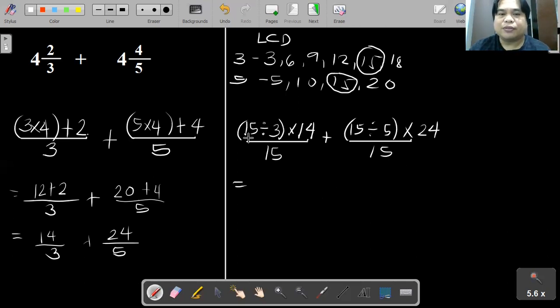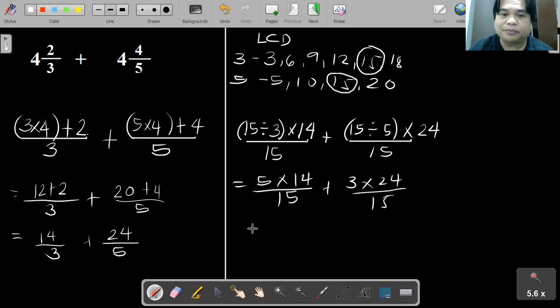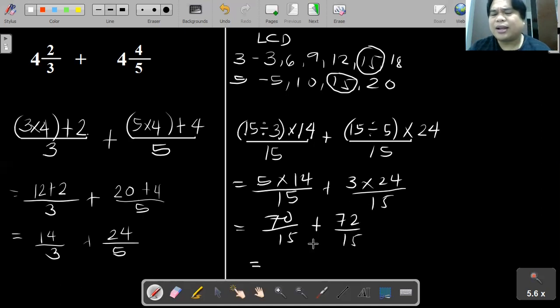Okay, so 15 divided by 3, what do you get? You get 5, and then you multiply it with 14. And then this is 3 times 24. You get 15, right? 5 times 14, you get what? 70 over 15. Plus 3 times 24, you get what? 72 over 15.